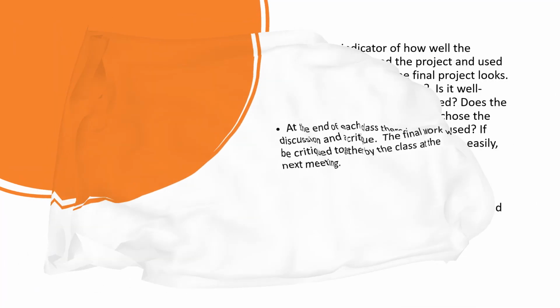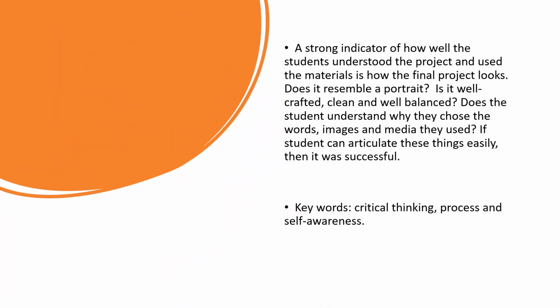A strong indicator of how well the students understood the project and used the materials, in assessing this project, is how the final project looks. Does it resemble a portrait? Is it well crafted, clean, and well balanced? Does the student understand why they chose the words, images, and media they used? If the student can articulate these things clearly, then it was successful. Keywords: critical thinking, process, and self-awareness.